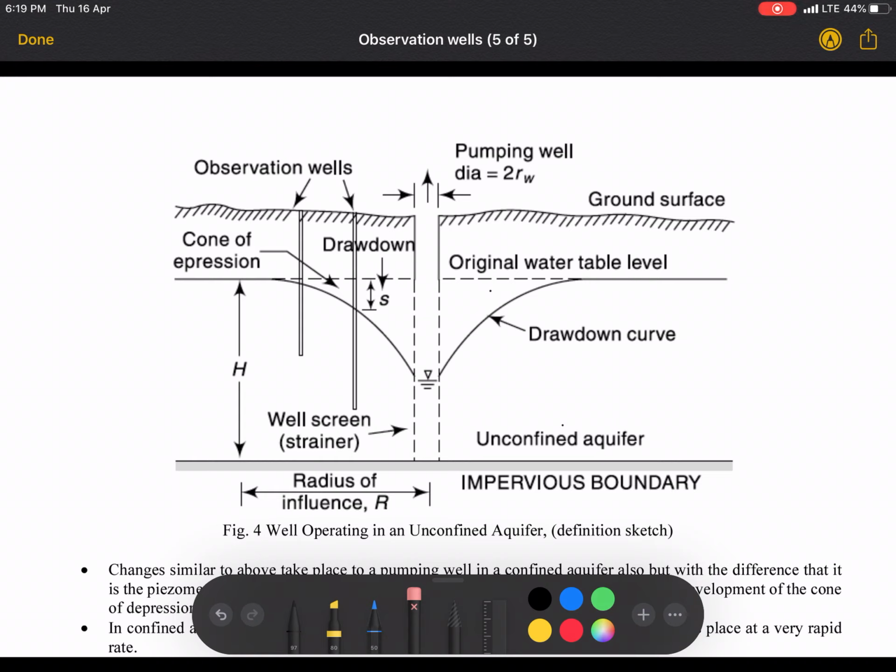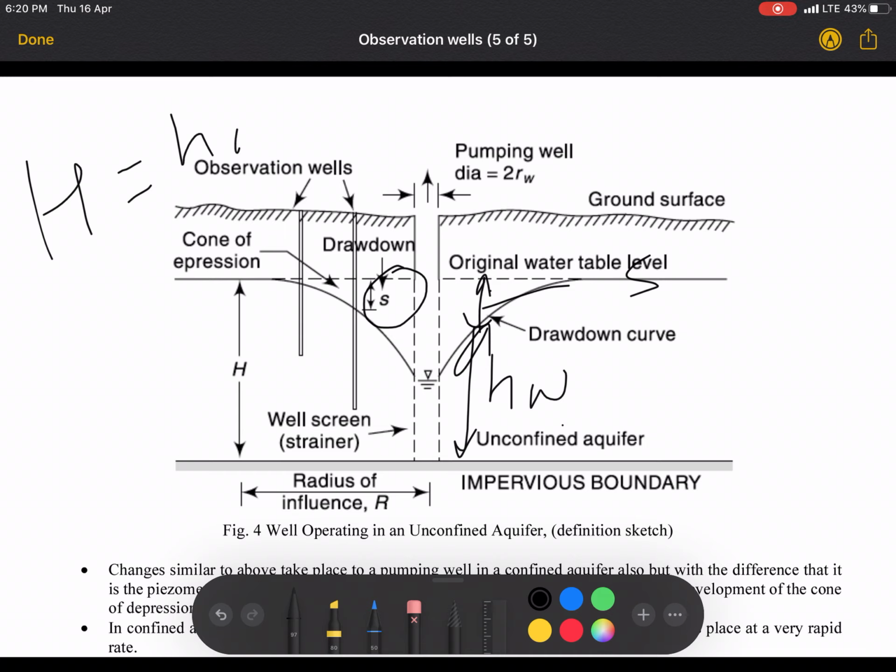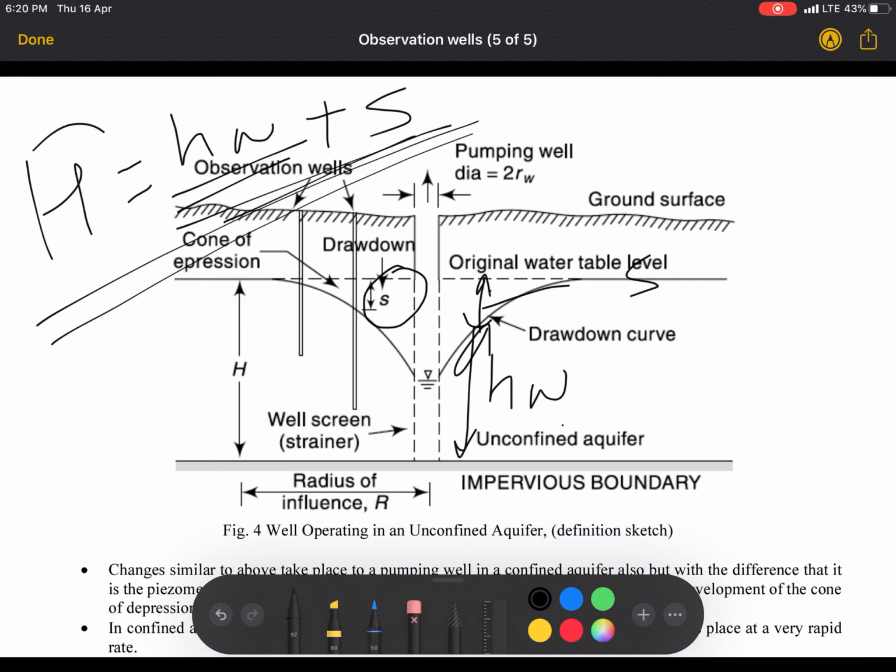Drawdown is denoted by S. You can see that this is the HW, and this is S. So H will always be equal to HW plus S at a particular point. HW is the water level at that particular time, and S will be the drawdown for that particular period. So this is always added to HW to give H, the initial head of water available.